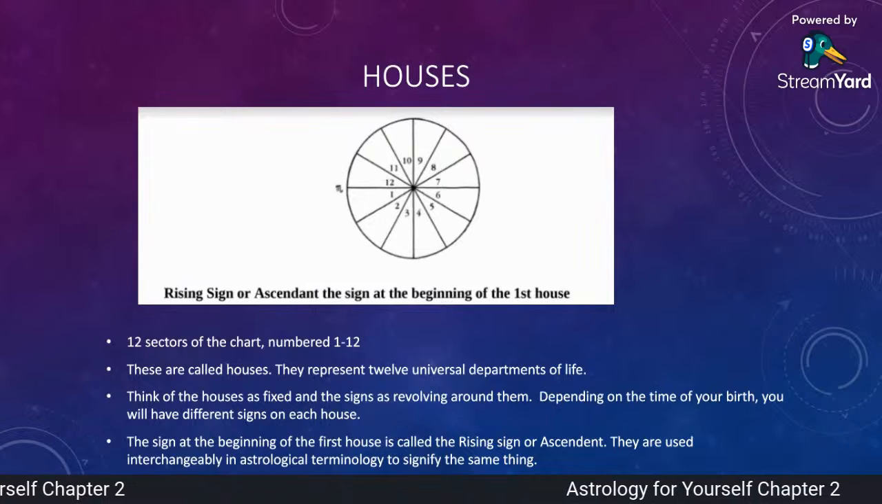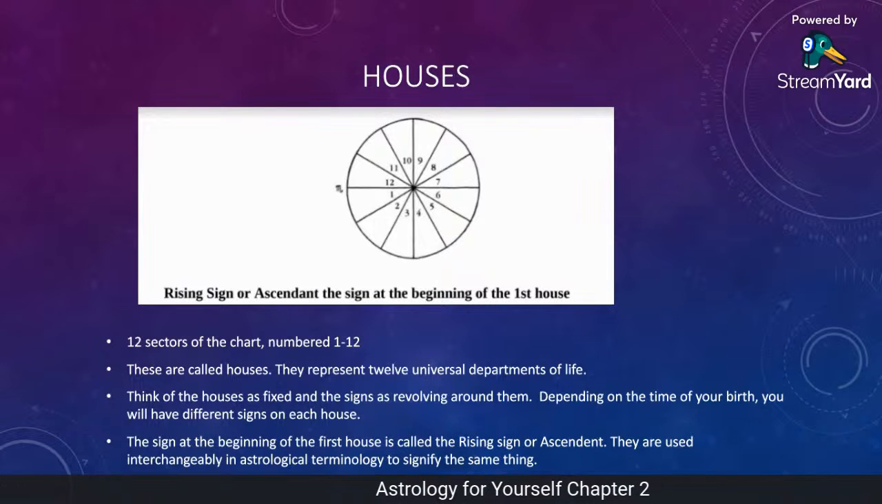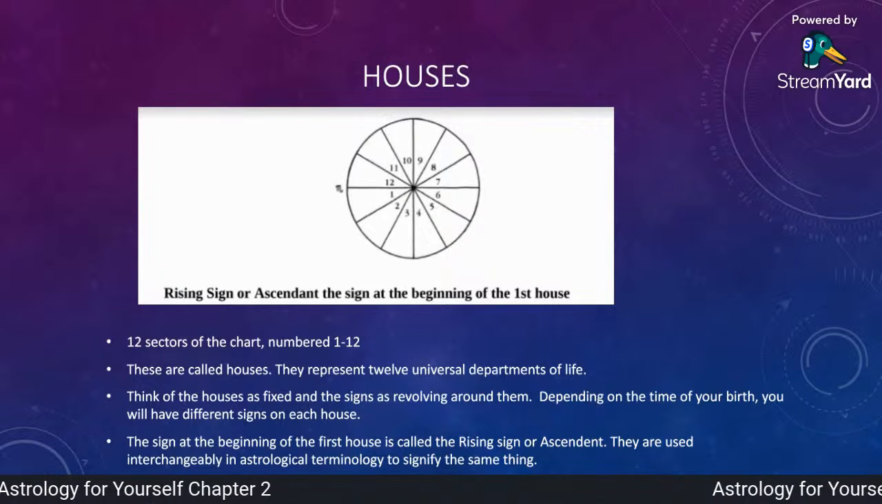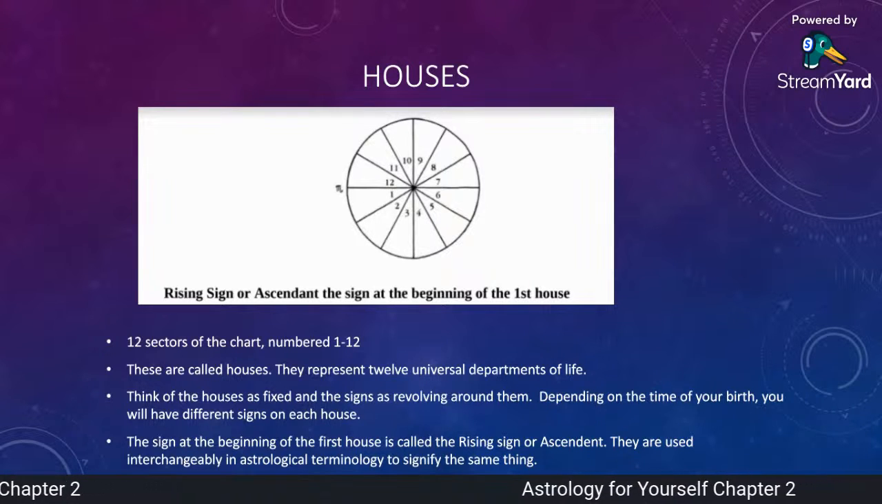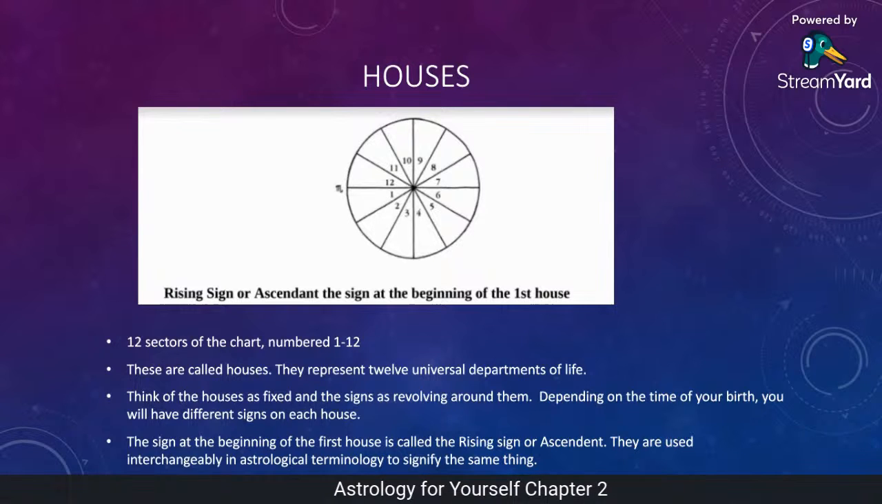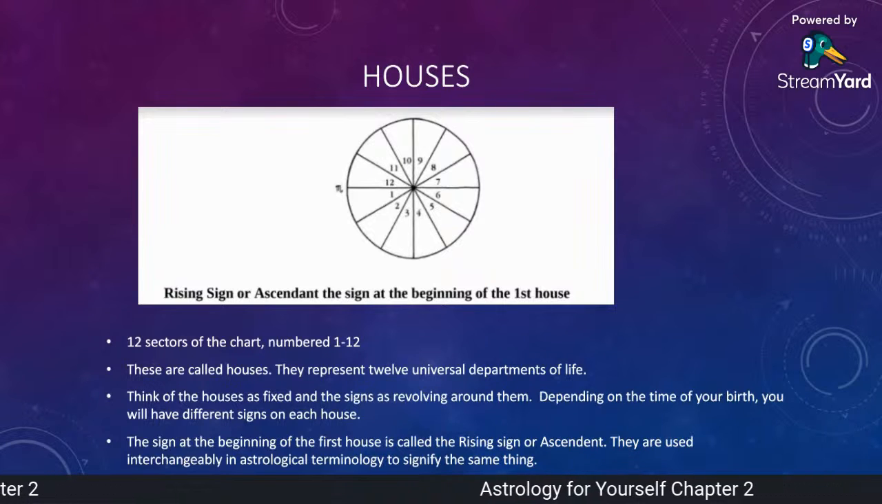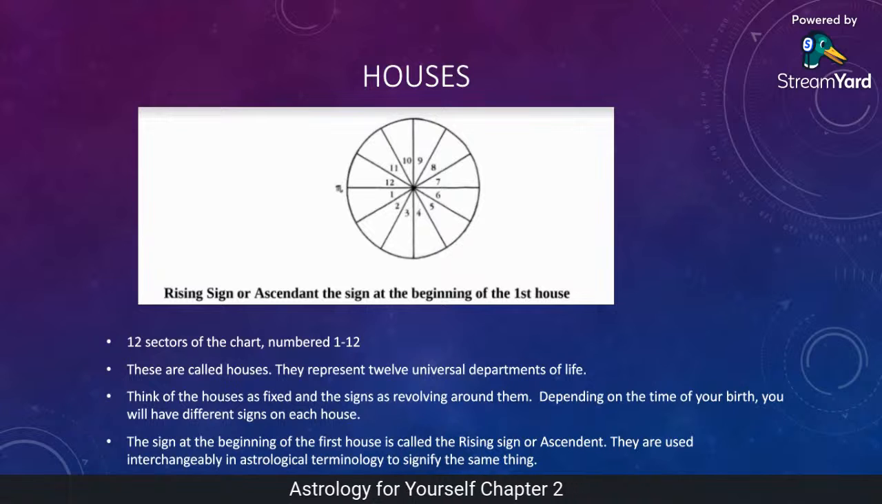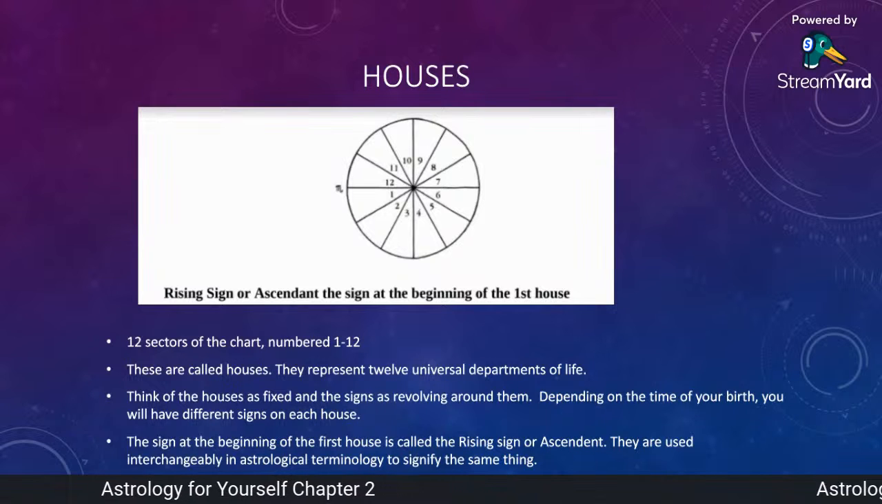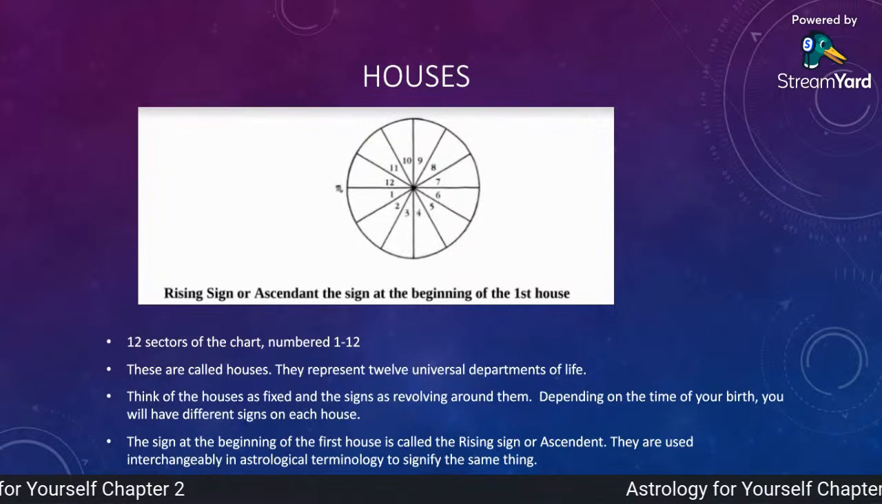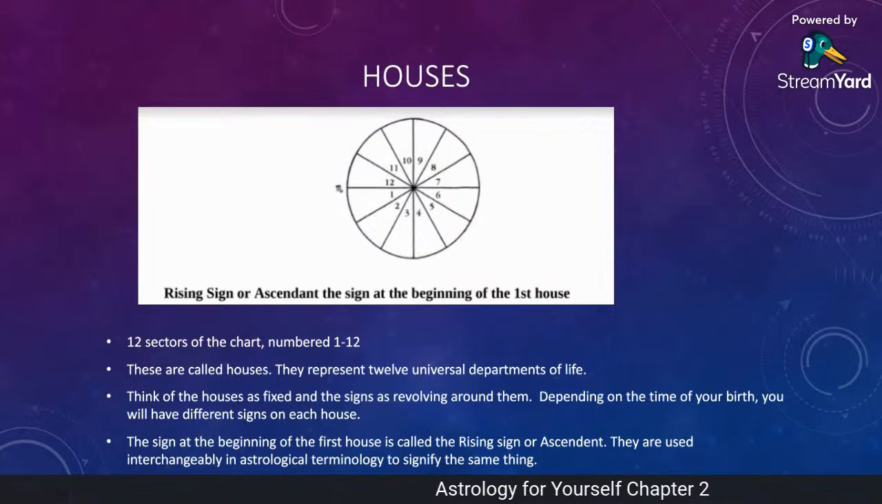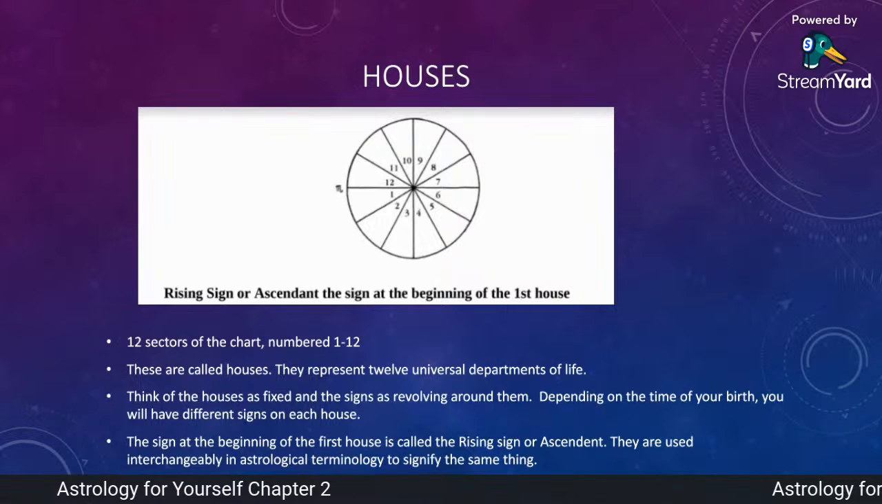Next, note that there are 12 sectors of the chart, pieces of the pie numbered 1 to 12. These are called the houses. They represent 12 universal departments of life. Think of the houses as fixed and the signs as revolving around them. Depending on the time of day that you were born, you have different signs on each house. The sign at the beginning of the first house is also called the rising sign, or ascendant. In this birth chart, it is Scorpio. The words rising sign and ascendant are used interchangeably in astrological terminology to signify the same thing.